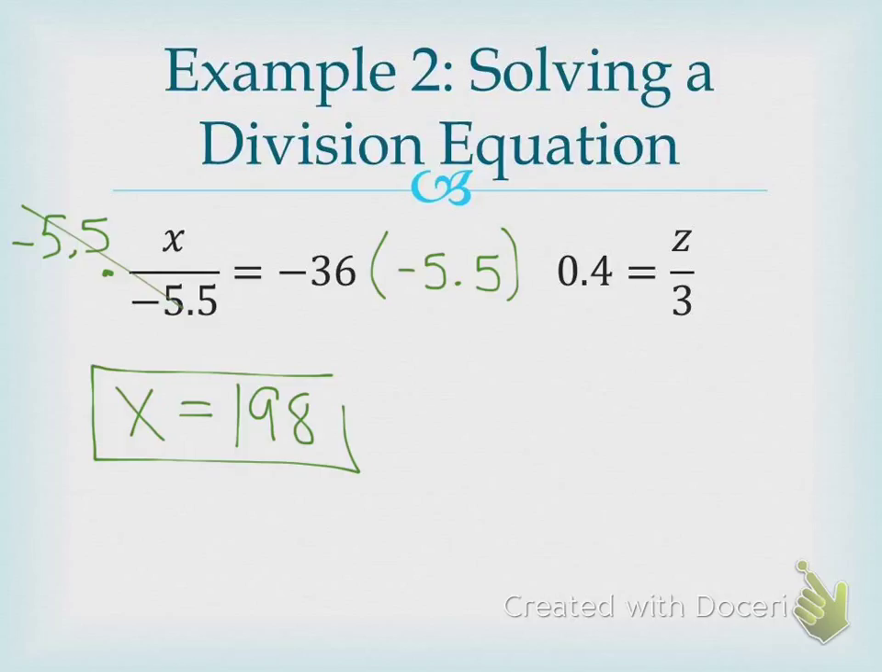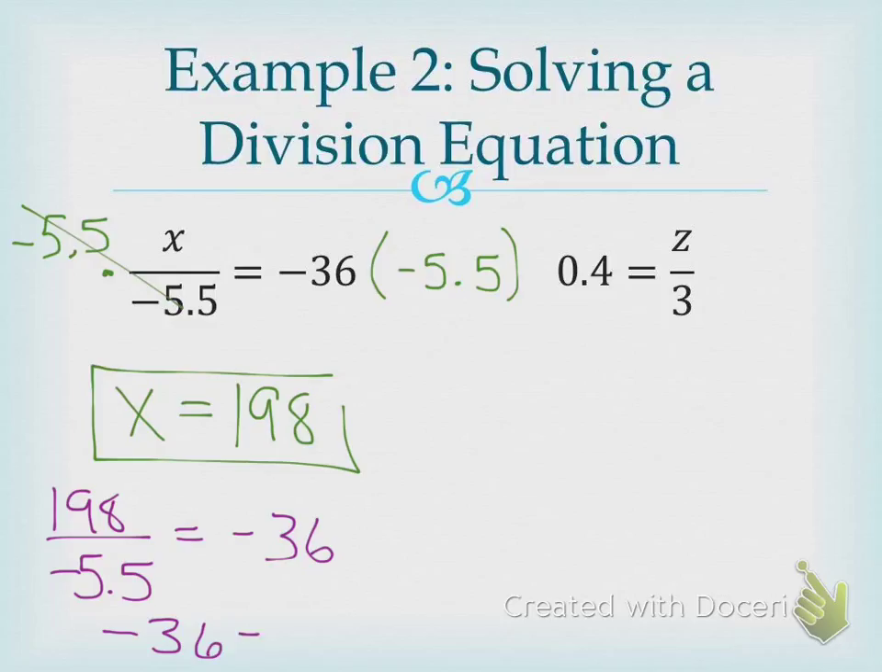And guys, you can check it again, just like with the others. 198 divided by negative 5.5. You'd probably have to do this one in your calculator. But if you do 198 divided by negative 5.5, you get negative 36. Equals negative 36. So it does still check out. Some of these, you definitely want to have your calculator handy.